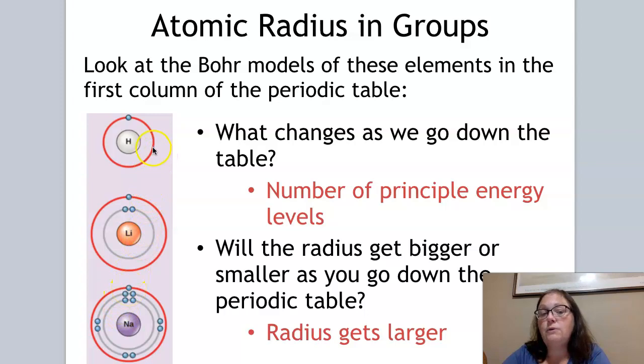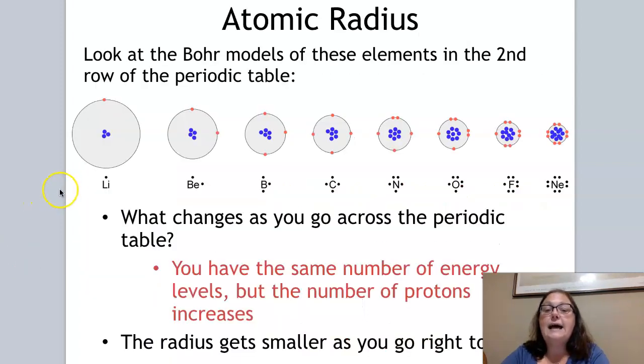So as we go down, we have the same number of valence electrons, but we're increasing the number of rings each time. Right? So as we go down, as we're adding rings, we're getting bigger and bigger. And that's our radius getting larger. More electron energy levels, bigger radius.